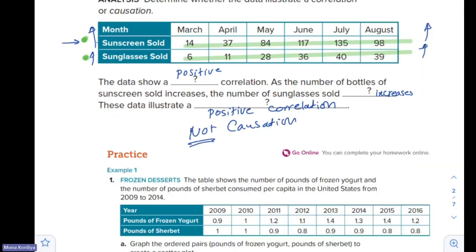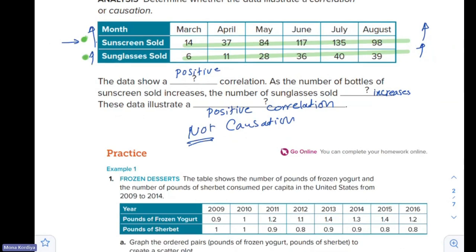And we can have other factors influencing this. Other factors might be the weather, the temperature. As the temperature is high, then you will buy more sunscreen and more sunglasses. Both are affected by weather. Also, you can choose, for example, the price as a factor, brands, whatever.